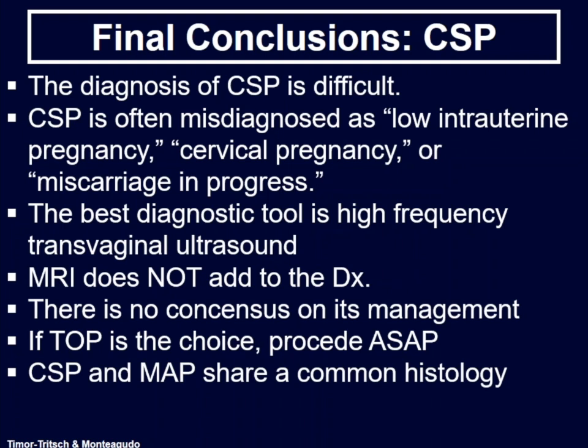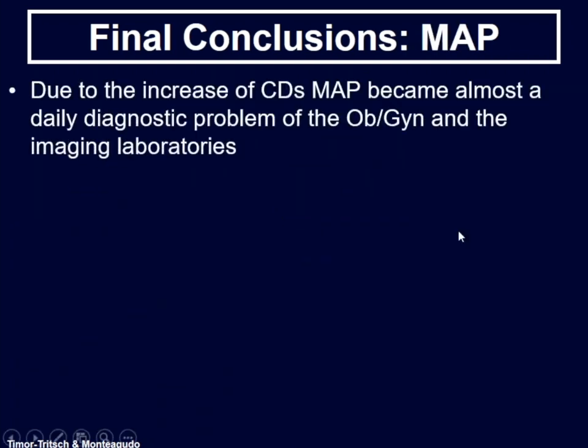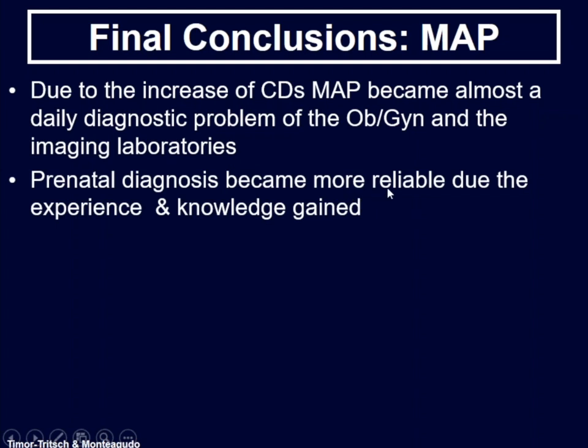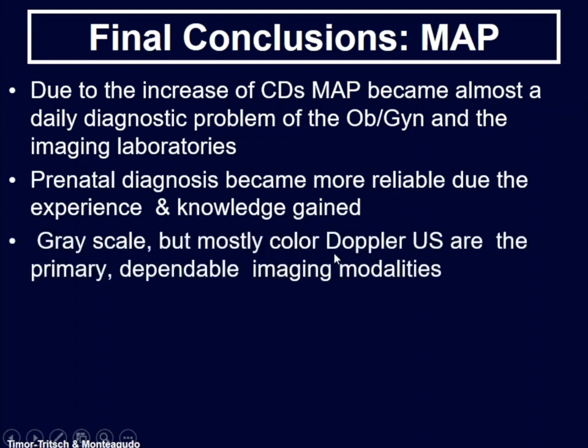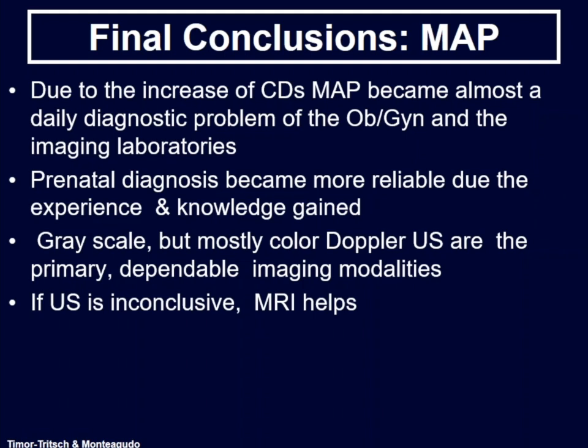Scar pregnancy and MAP share a common histology, and it is a precursor of morbidly adherent placenta. Due to the increase of cesarean deliveries, morbidly adherent placenta became almost a daily diagnostic problem of the OBGYN and the imaging laboratories. Prenatal diagnosis became more reliable due to experience and the knowledge gained. Grayscale, but mostly color Doppler ultrasound are the primary dependable imaging modalities. If ultrasound is inconclusive, MRI helps.